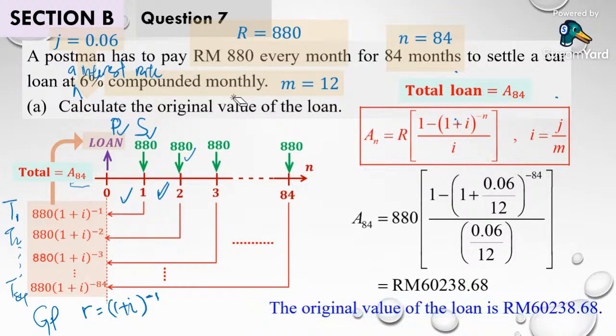If you want to know how to interpret the answer in a sentence, by right, this is the sentence I can suggest: the original value of the loan is RM 60,238.68.